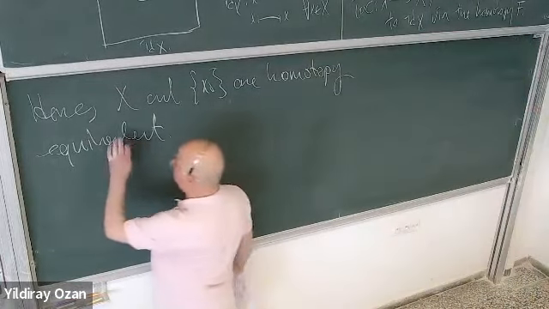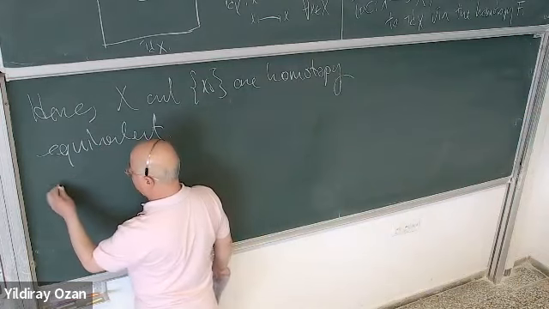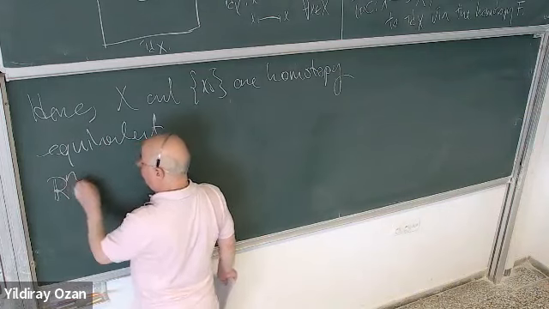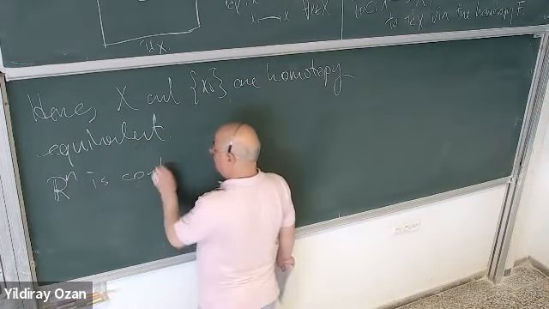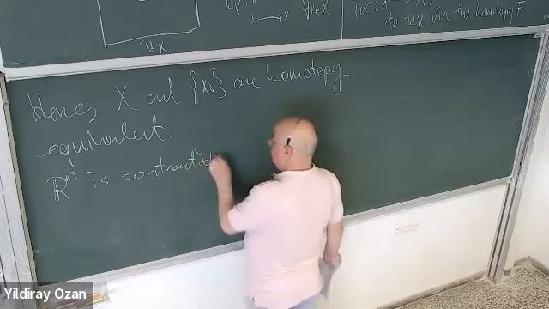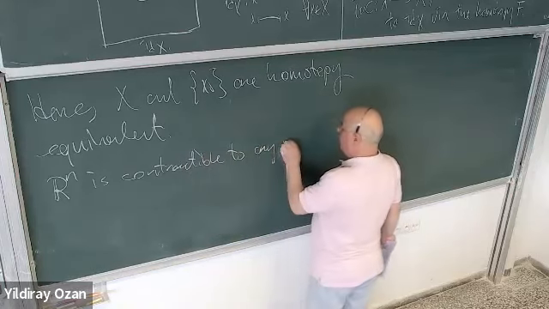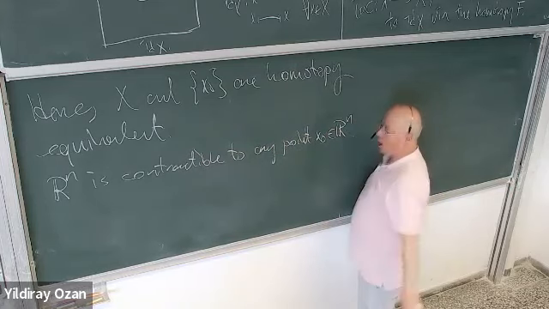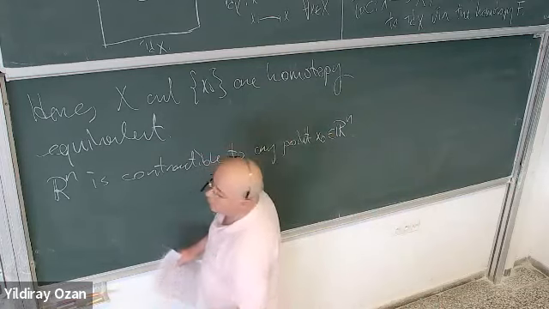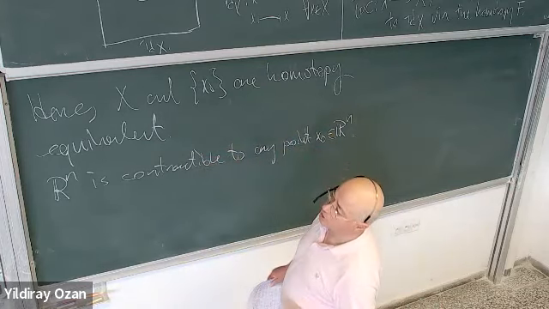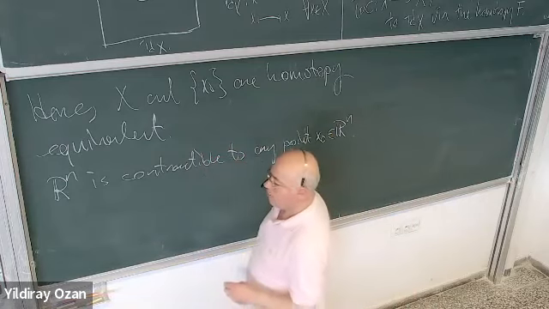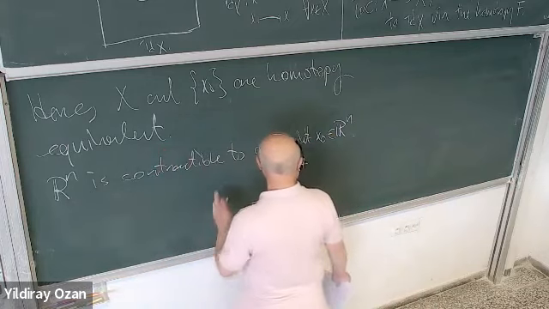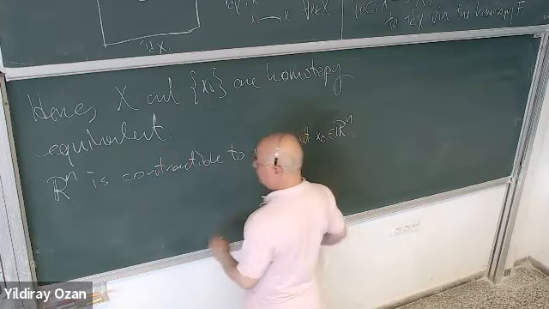A typical example of contractible spaces are what? For example, Rn, for any n, is contractible to any point. How? What is the contraction map? So I have to write down the contraction map. Just so I map every point to x0.